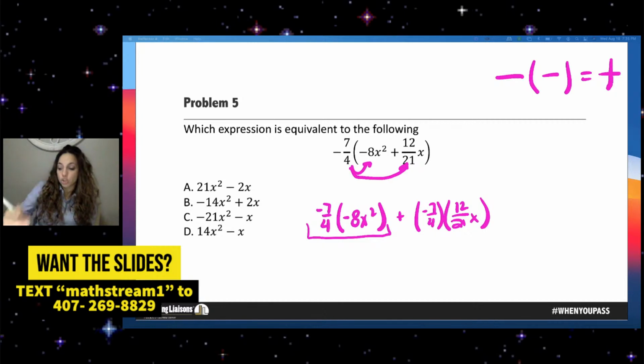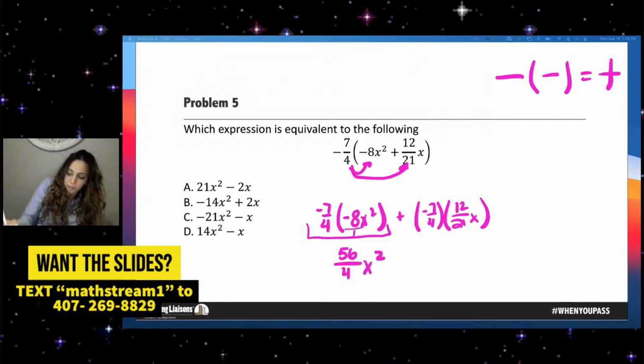There are 2 different ways I can do this. I can put the 8 over a 1, multiply the tops together, and multiply the bottoms together, or I can cancel before I do that. I'm going to go ahead and multiply first. So -7 times -8 is 56, divided by 4 times 1 is 4, x squared.